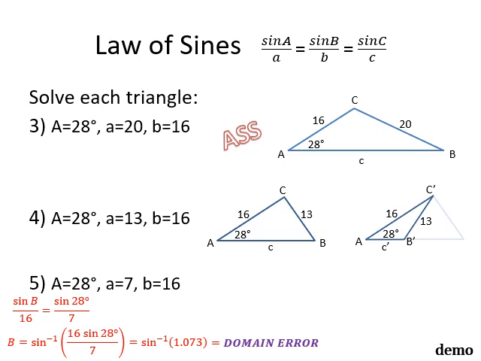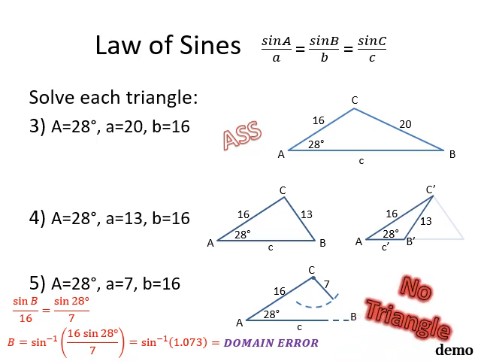And so when you get a domain error, what's going on? It means the triangle looks like this. So I've drawn it to scale. If you drew it, you probably wouldn't be drawing it perfectly to scale. But that side opposite the known angle is just not long enough for it to come down and hit that side c. And so no triangle is possible in this case. And so you get that situation when you have angle side side.